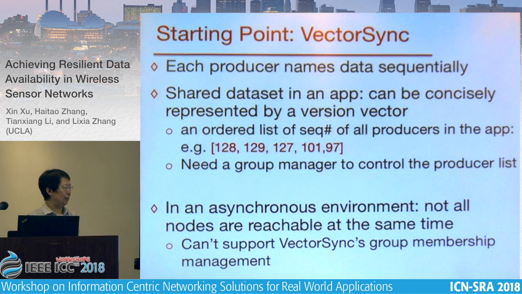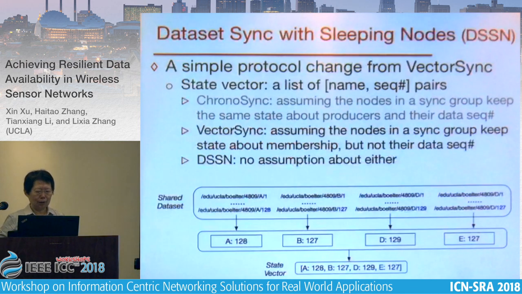It is not so great in the asynchronous environment, because if you say, hey, everyone agree on the group membership and then the order, you have six members in the group and here's the order, but not all the nodes can be online at the same time, you cannot even achieve that agreement. So therefore, VectorSync is great, but it doesn't work in the asynchronous communication environment. This new stuff, we call it DSSN, data set sync with sleeping nodes, is a trivial, not just simple, but a trivial change from VectorSync.